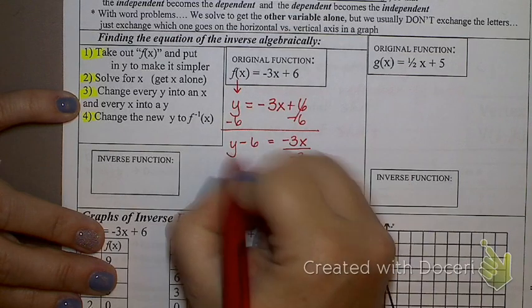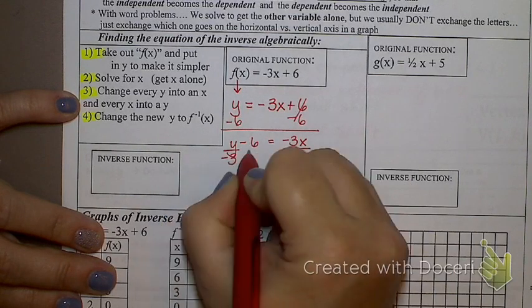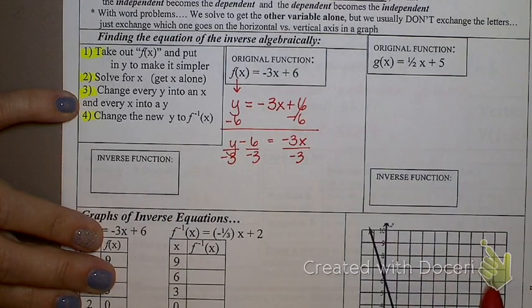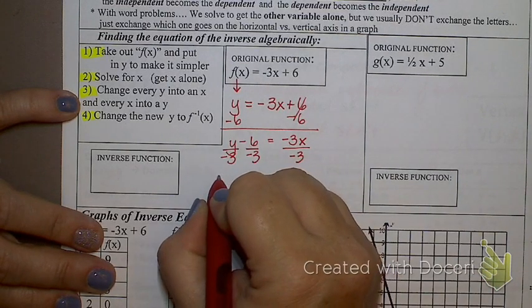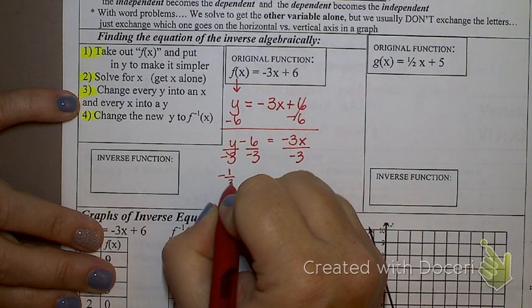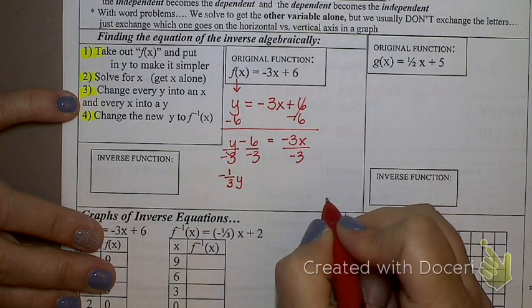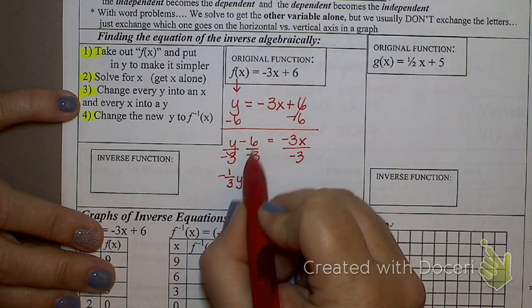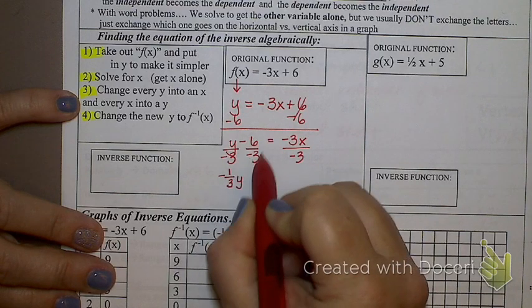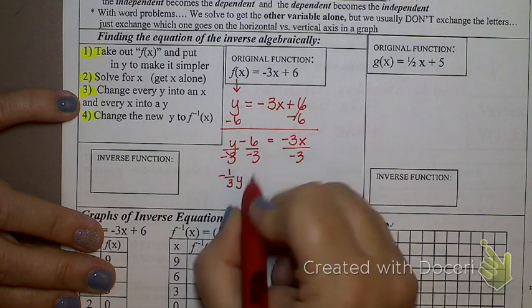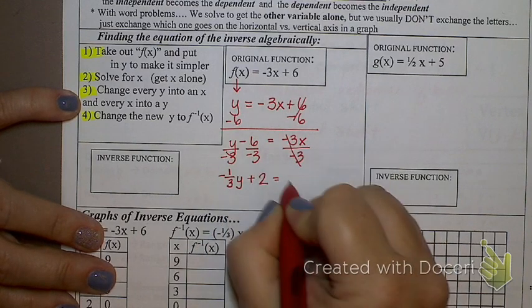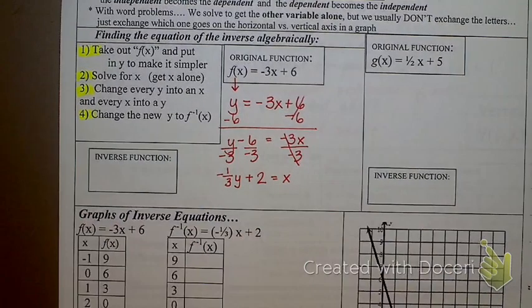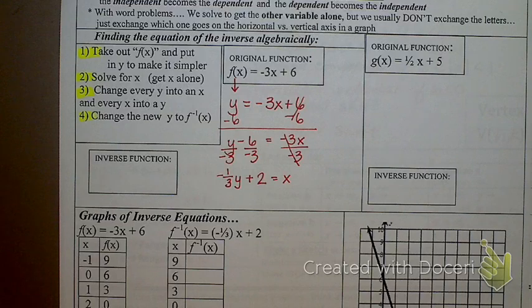Divide by negative 3, and here's how I'm going to divide this by negative 3. Divide each part by negative 3. How would I write y over negative 3? I would write that as negative 1/3 y. Minus 6 over negative 3, what does that turn into? Minus over a minus becomes a plus 2 equals x. You still with me? That's the only step that actually requires some work.